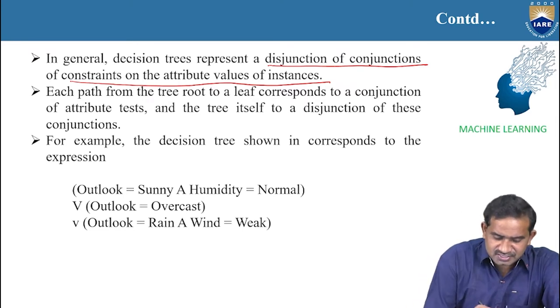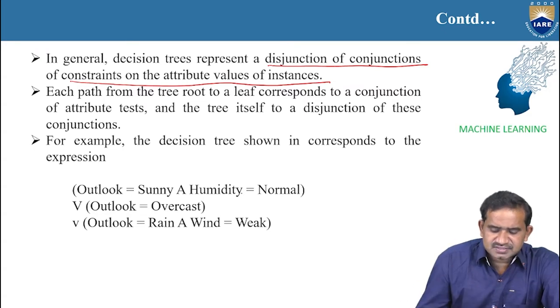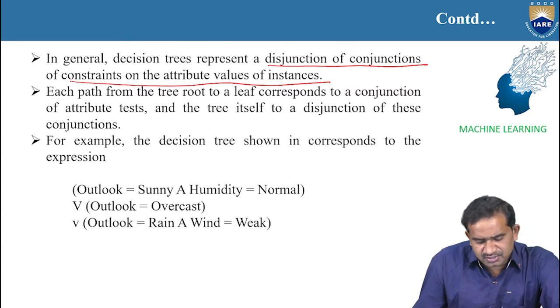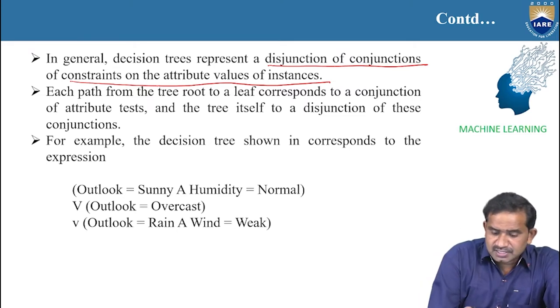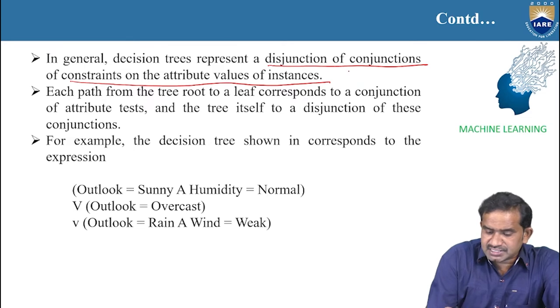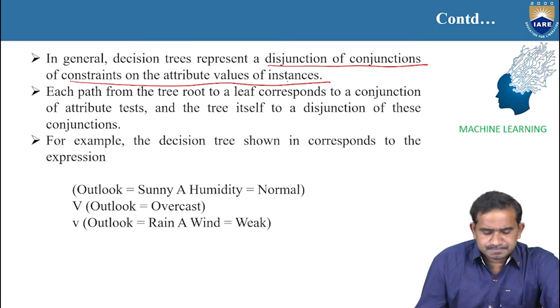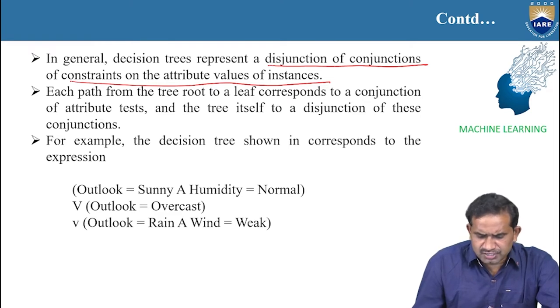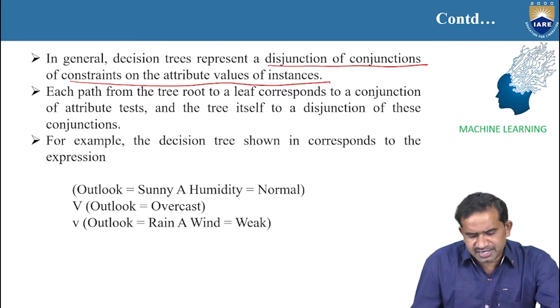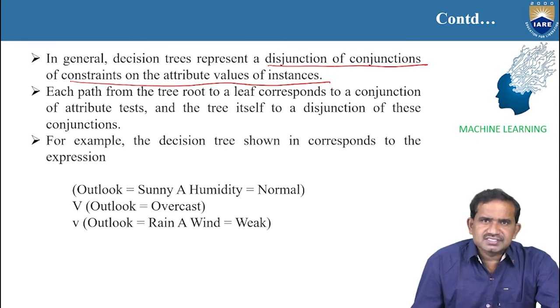Now observe this example. We have some attributes as well as some instances. It represents the disjunction of conjunctions of constraints on attribute values of the instances. Each path from the root node to a leaf node corresponds to a conjunction of attributes, and the tree itself is a disjunction of these conjunctions.